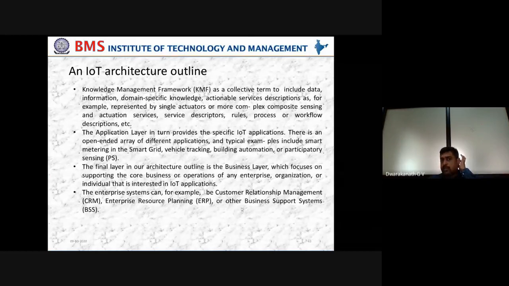The knowledge management framework. This is another very important thing. So information is there. The knowledge management framework is a collective term to include data, information, and domain-specific knowledge. This is very important, that domain-specific knowledge will be extracted from that information. Actionable services description, for example, represented by single actuators or more complex composite sensing and actuation services. That is very important.